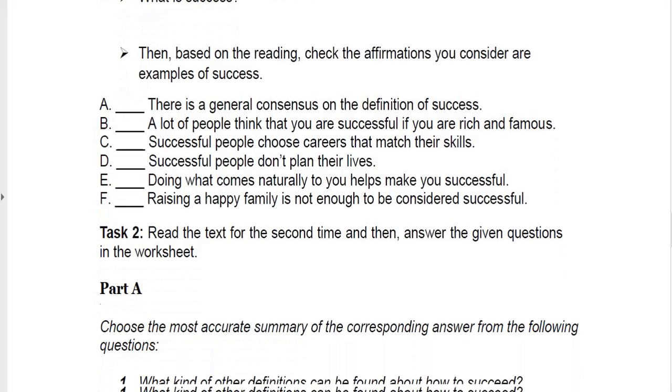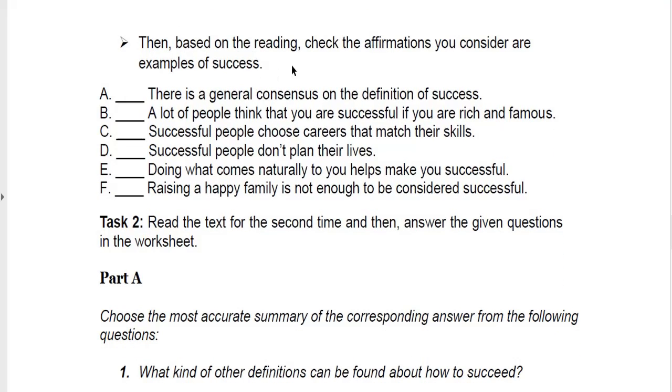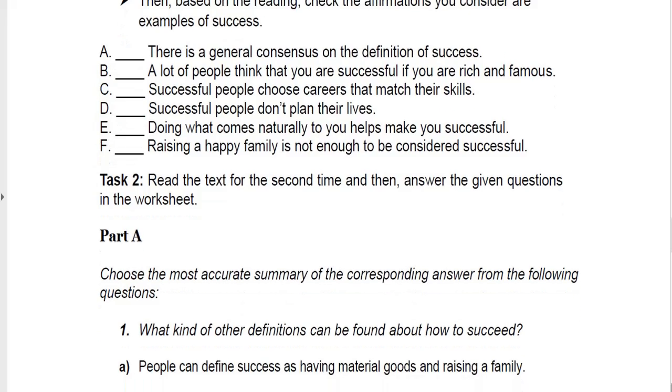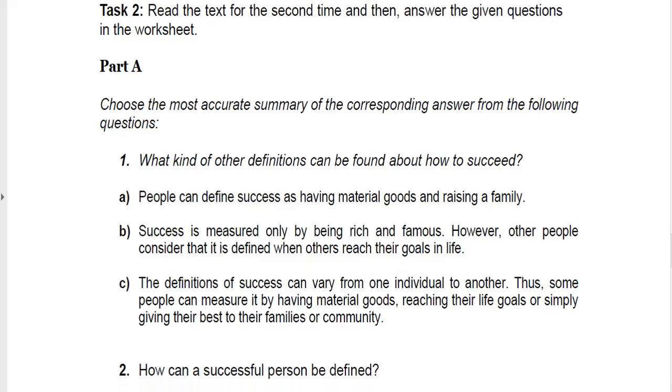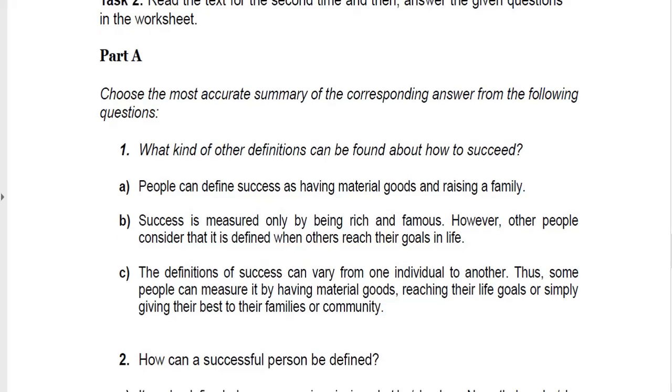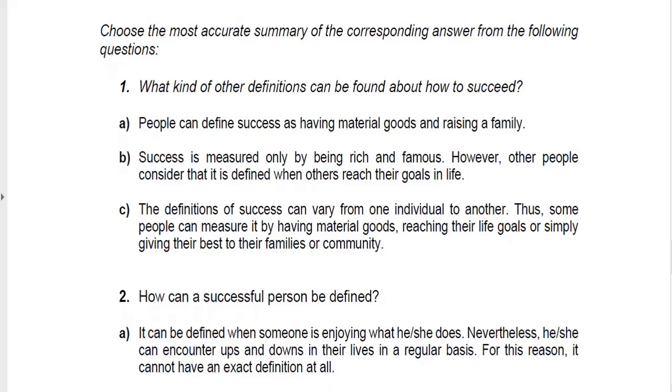Okay, in the next exercise, it says based on the reading, check the information you consider are examples of success. Which of these affirmations for you is a good example of success? Then we have some questions. We have a second part, and you have to answer some questions about the text. What makes people successful? And it says choose the most accurate summary of the corresponding answer from the following questions.